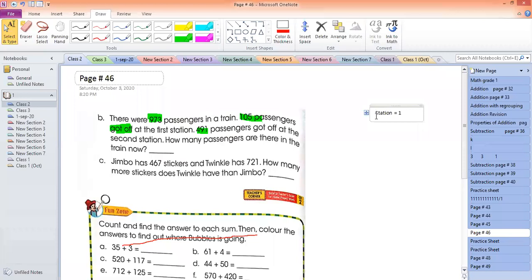105. Five. In the first station, how many passengers got off? They were 105. And on the second station, how many passengers? 491.